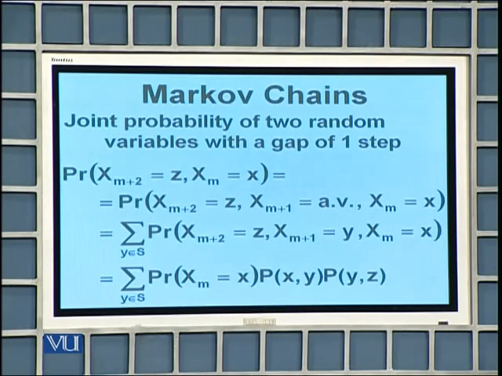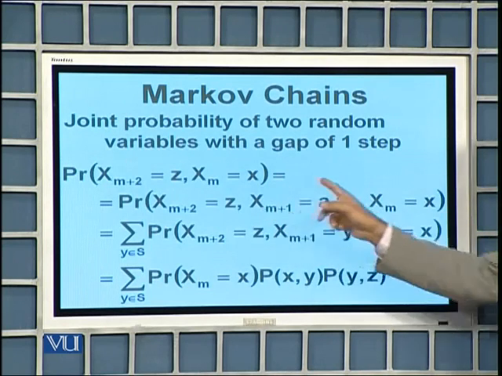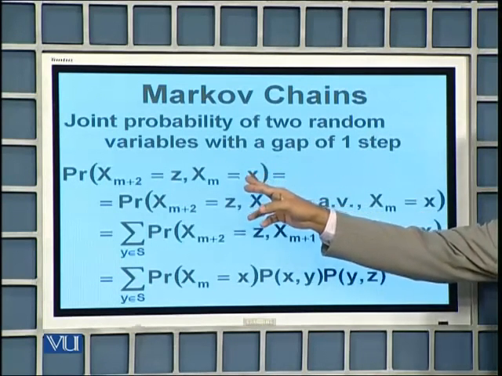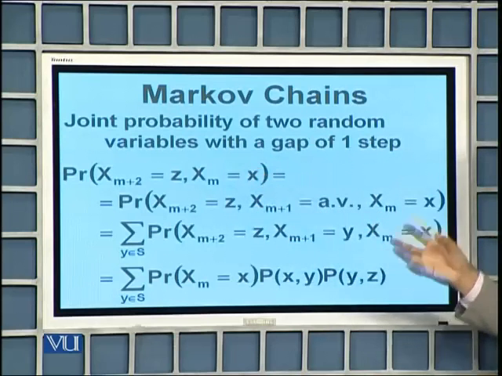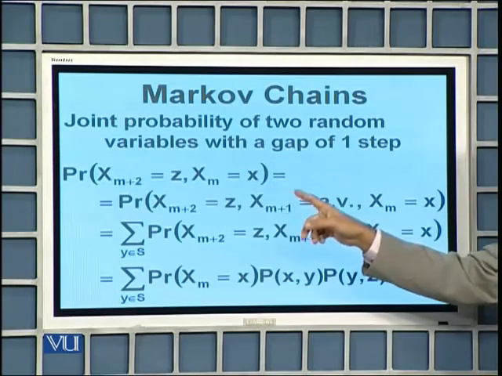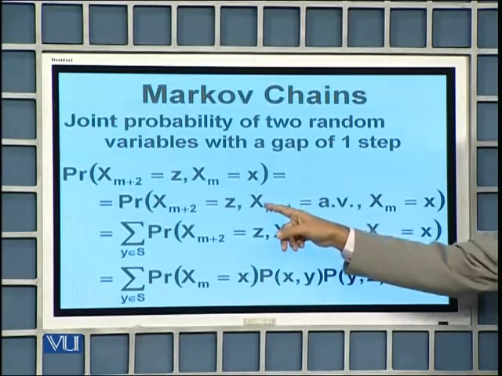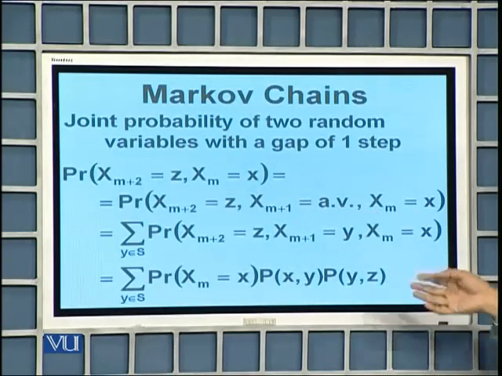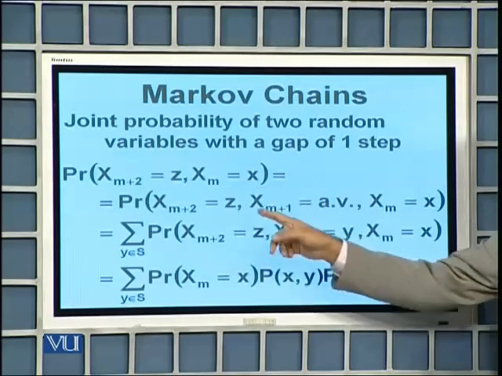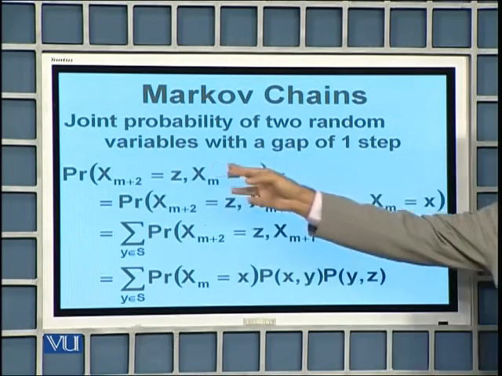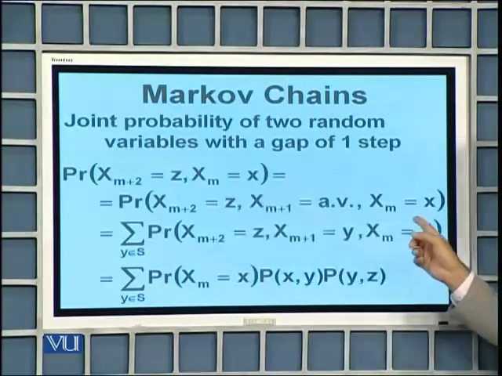The whole sample space is represented with this middle expression, where I have said that the probability of a certain event is equal to the joint probability of this event and the whole sample space, which is that the middle random variable Xm+1 can take on any value. When Xm+1 can take on any value, it represents a certain event. It represents the whole sample space. So this probability is equal to this probability.